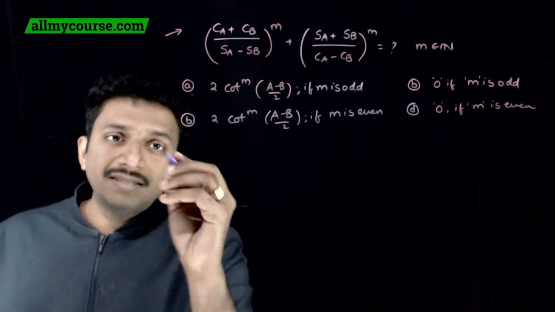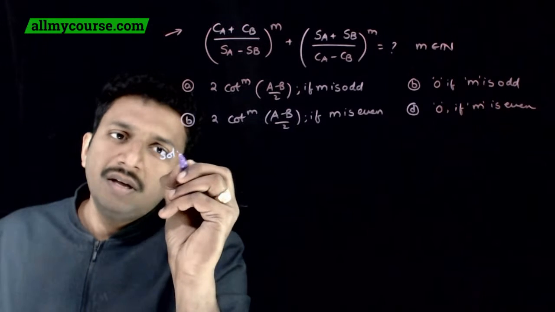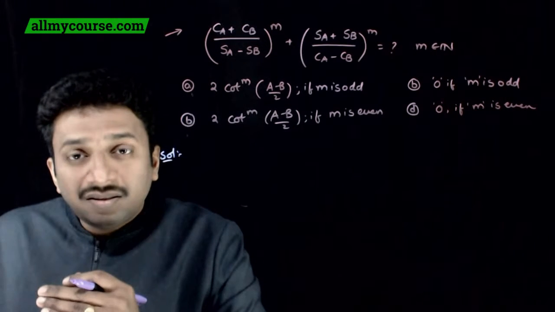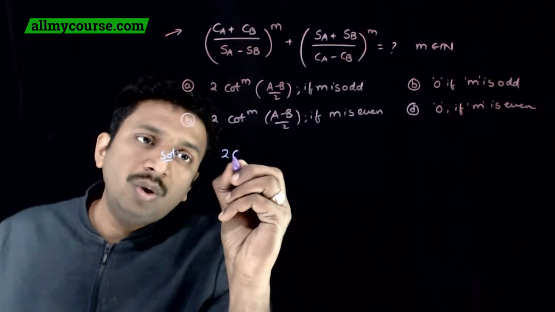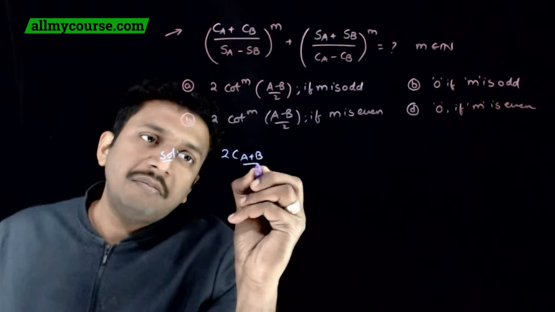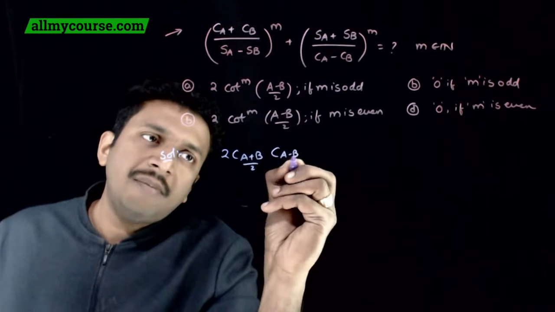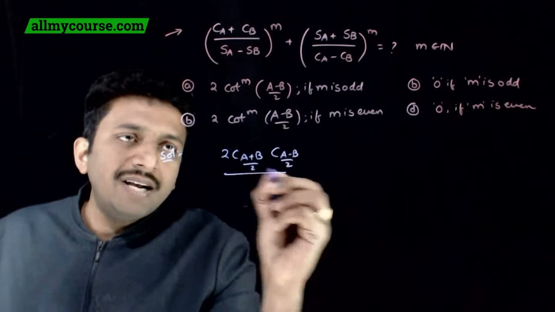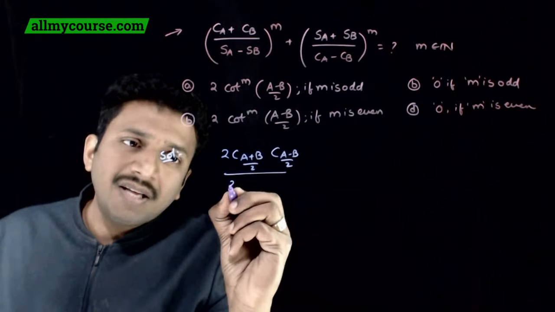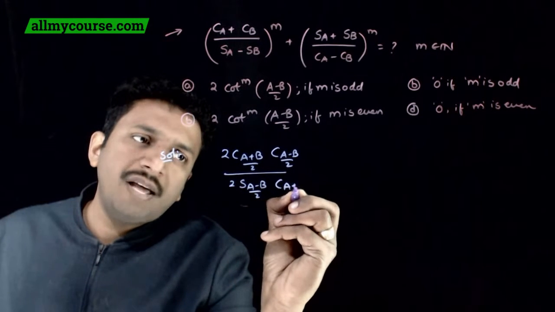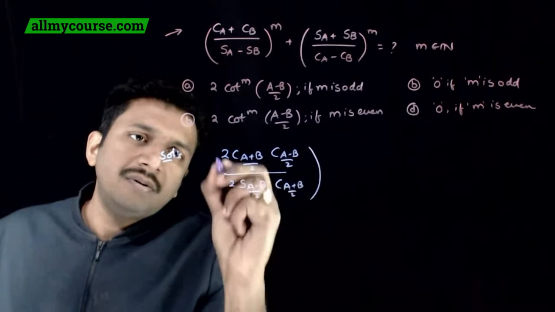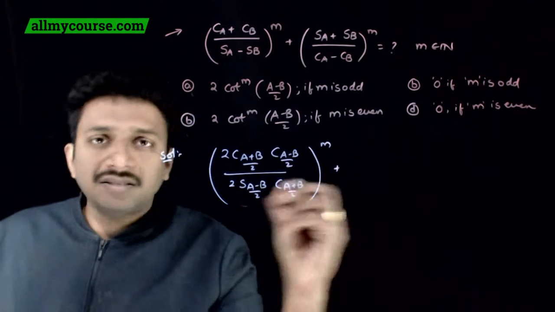So we'll try to analyze this expression. We can analyze this expression using the transformation formulas. Cos A plus cos B is 2 cos((A + B)/2) into cos((A − B)/2), divided by sin A minus sin B, which is 2 sin((A − B)/2) cos((A + B)/2), whole power m, plus.